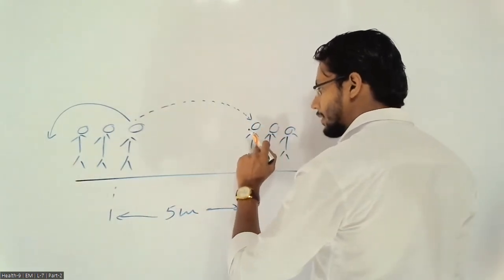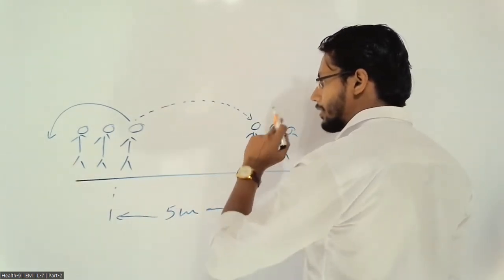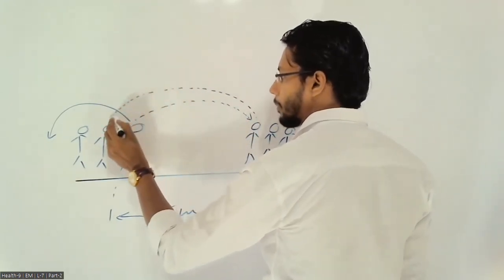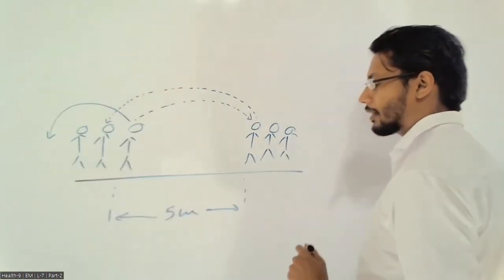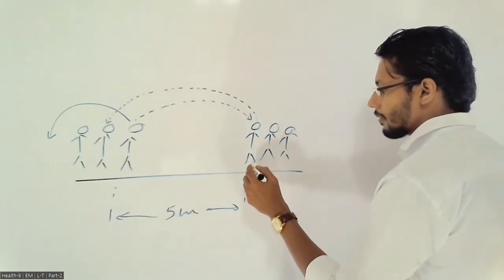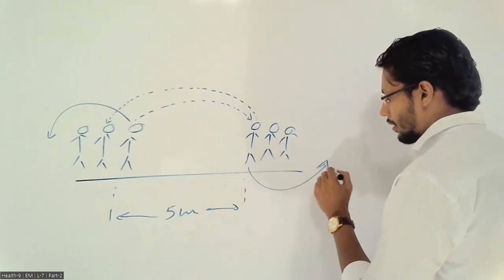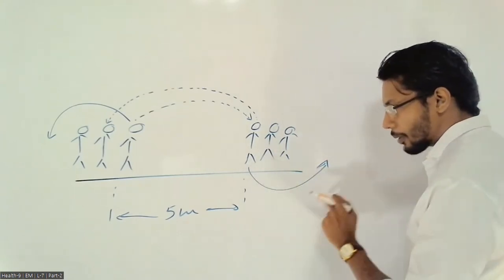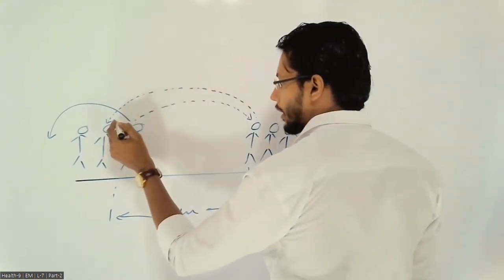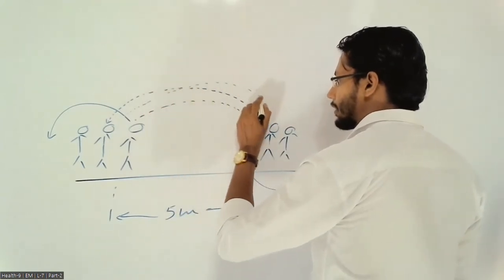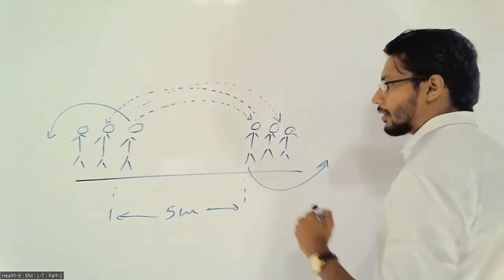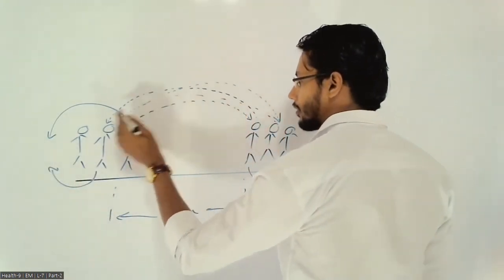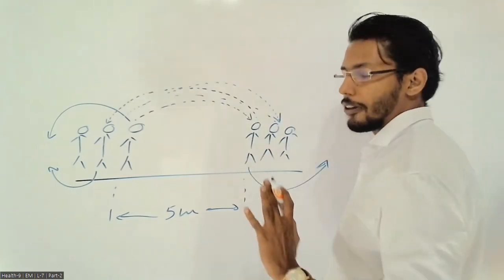Then this player can throw it back to the second player of the other team, then he also should go back to his own line. This player can throw it to the second player of the opposing team, then again to the back. Likewise, we can do this until everybody gets a chance.